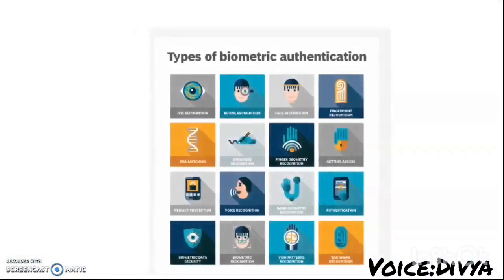Here this picture describes the different types of biometric authentication such as iris, retina, face recognition, fingerprint recognition, DNA signature recognition, finger geometry recognition, voice recognition, hand geometry recognition, vein pattern recognition and ear shape recognition, along with related ideas like getting access, privacy protection, authentication and biometric data security.